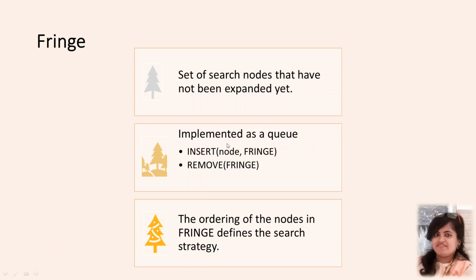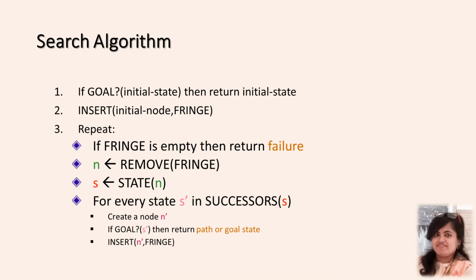That is how fringe works, the queue principle. And if you need to remove one particular node, you write remove fringe. And it is the ordering of nodes in the fringe that defines the search strategy. How the nodes are ordered defines your search strategy, whether it's a breadth first search or a depth first search; that depends on the ordering of the nodes in the fringe.